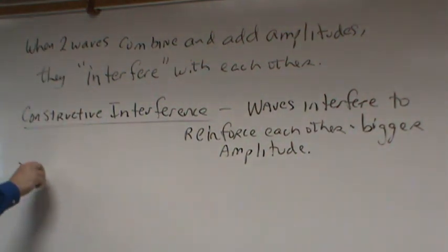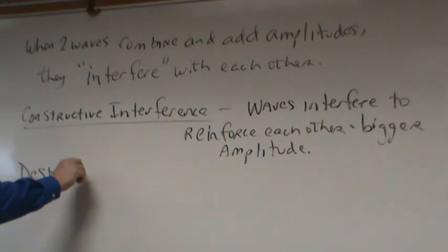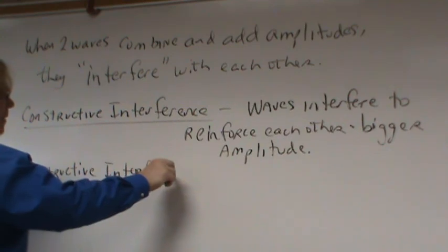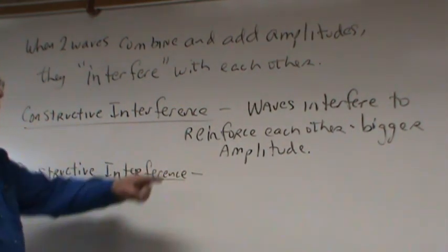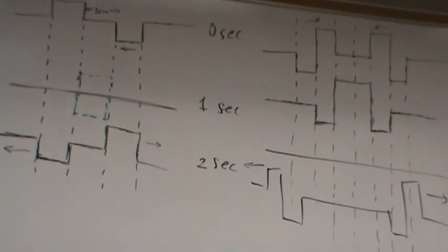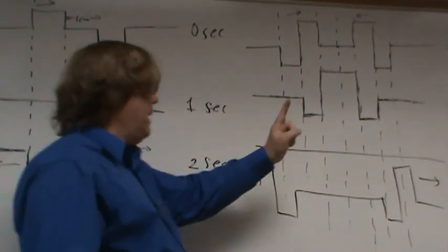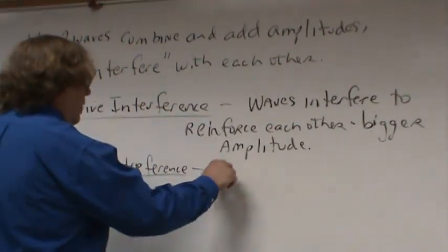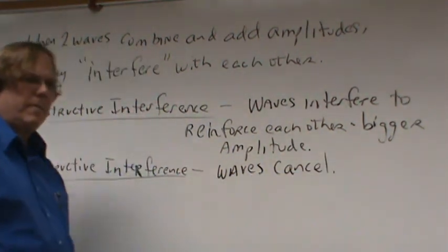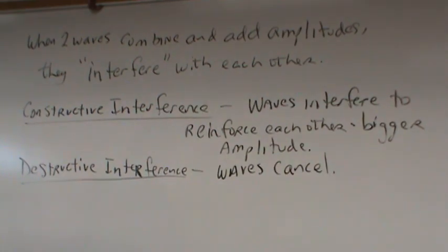And of course, the other one is destructive interference. Tell me, was there an example of destructive interference on that board, on those problems we just did? When was I getting destructive interference? Say again? The flat line. Yeah, the flat line. Absolutely. I'm getting destructive interference on those flat lines. Waves cancel. They interfere to cancel each other.